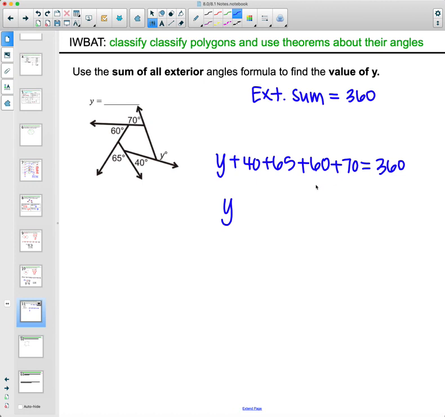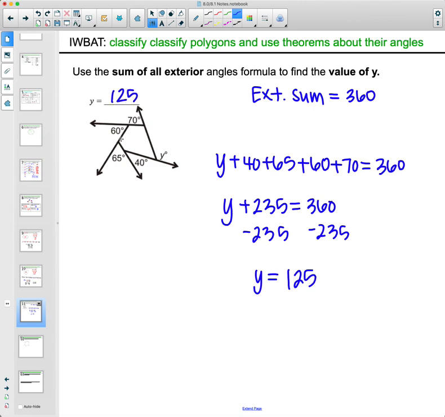So you can just subtract these from 360, or you could add them all together. So you can do 40 plus 65 plus 60 plus 70 is 235. Subtract 235 from both sides, and you'll end up with y equals 125. So no matter how many angles there are, the exterior is always equal to 360.